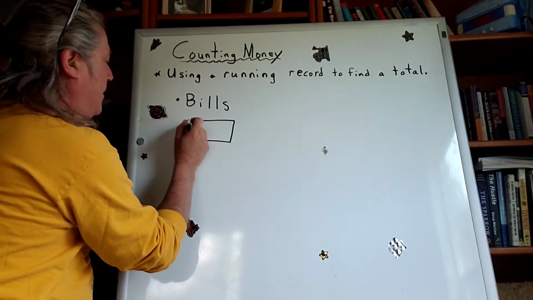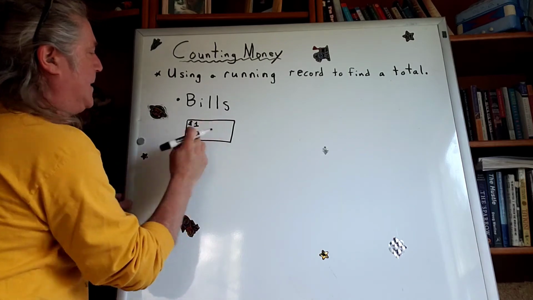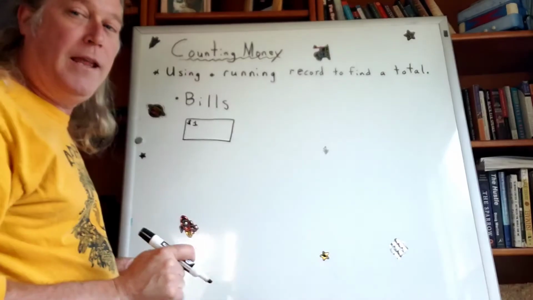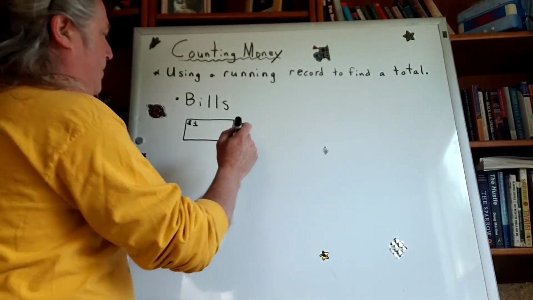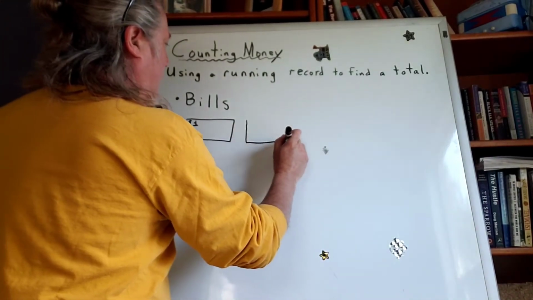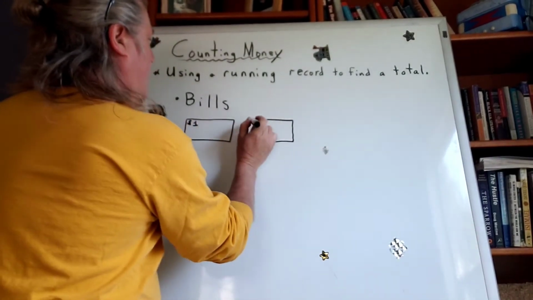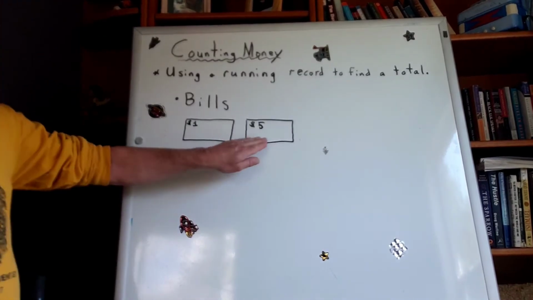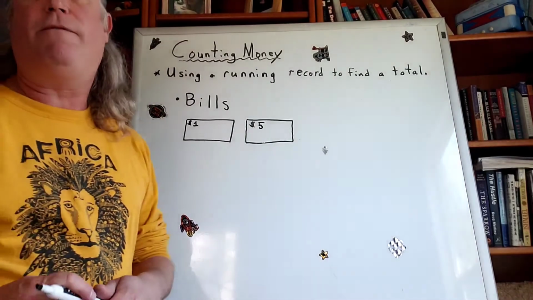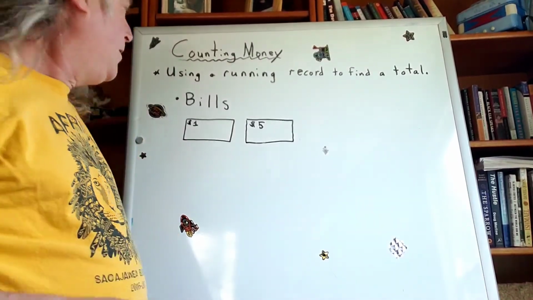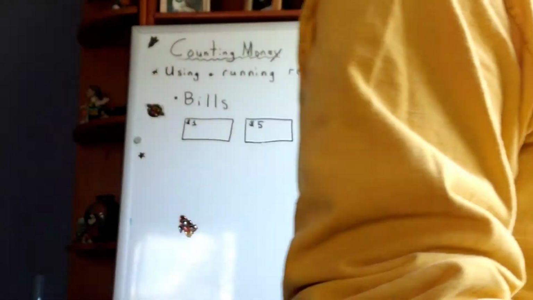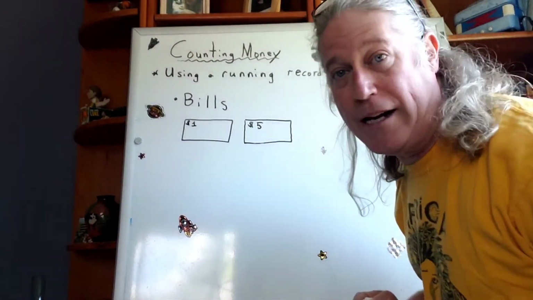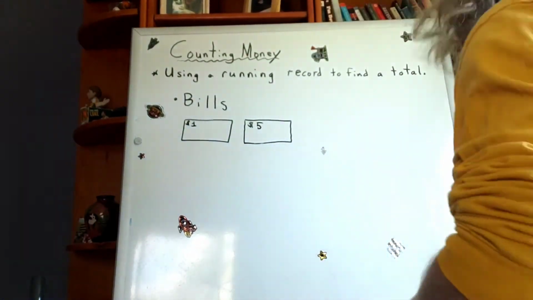For example, this bill is worth $1. Let's take a look at another example. And this bill would be worth $5. So let's start by drawing a group of bills, and then we will practice using a running record to count them.